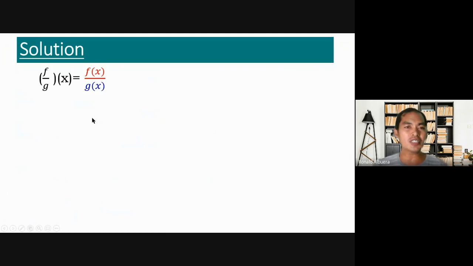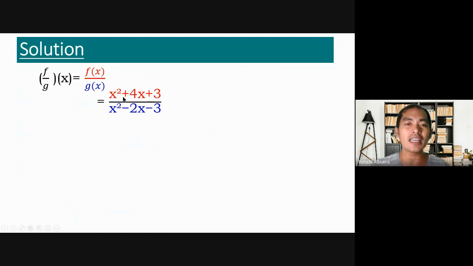And the next is to substitute. What is f of x? x squared plus 4x plus 3. And what is our g of x? We have x squared minus 2x minus 3. Pero ang nasa numerator, x squared plus 4x plus 3, is a trinomial. Try nyo i-factor. Baka may common factor.